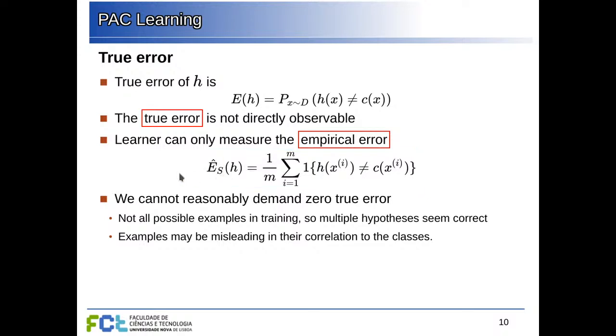And we cannot reasonably demand that the true error will be 0 because we don't have all examples in our training set. So there may be several hypotheses that seem correct on the training set but make mistakes outside the training set. Sometimes the examples may actually be misleading. There may appear to be some correlation between the classes and the examples we have, but this just happened by chance because of those examples. So in general, we can expect that even if we can have a 0 error on the training set, so if our empirical risk is 0, we still have some error outside the training set.